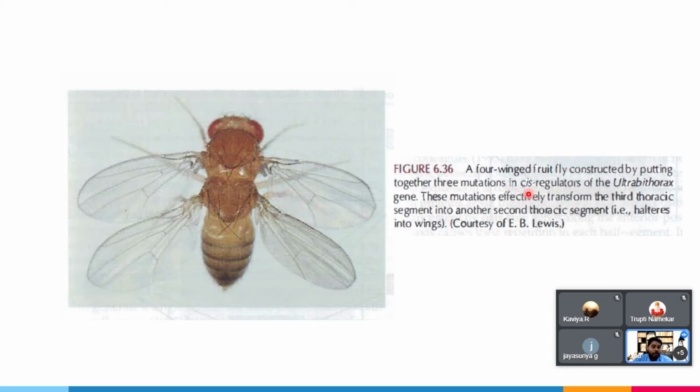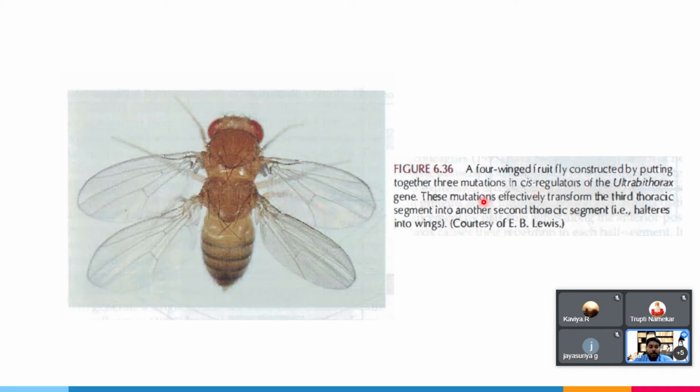They are not present around the gene itself. They are transcribed, translated, and then help in the regulation, and thus they are known as trans regulators. And here in this case, we have mutation in cis regulators. So the enhancers are mutated so that ultrabithorax is not expressed at all.